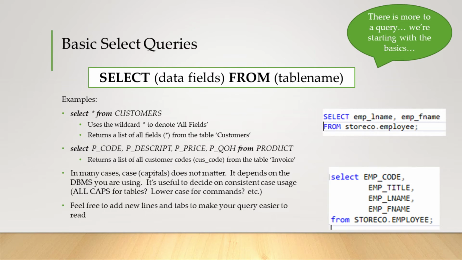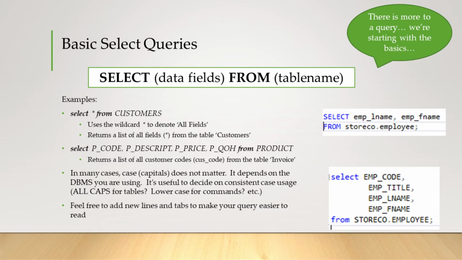So I can say select P code, P description, P price, P quantity on hand, QOH, from product, and that will return all of those fields, my code, my description, my price, and my quantity on hand, that exist in the table product. It's really important that your table names are spelled correctly and your field names are spelled correctly, because if you spell them wrong, the query isn't going to be able to return correctly.